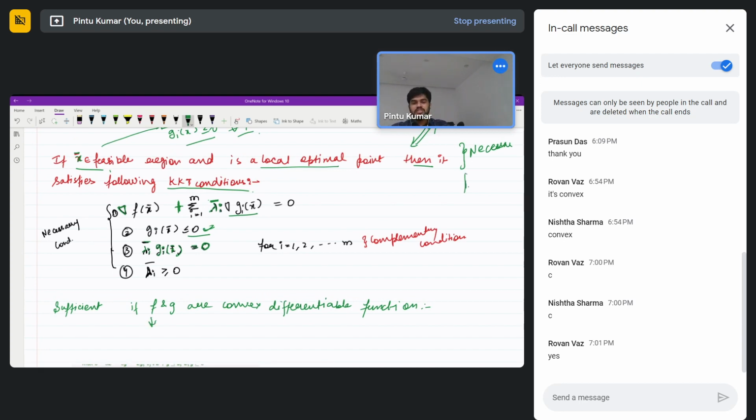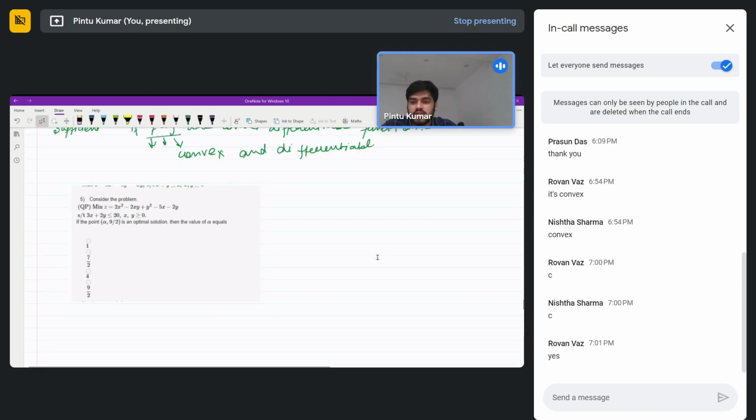Now, if your f and g have 2 extra properties, that is, f and g are convex functions and they are differentiable, then this condition becomes a sufficient condition for x bar being a local optimal point. So just remember these 4 points and we'll solve the problem based on this. I'll solve one and I'll ask you to solve another.